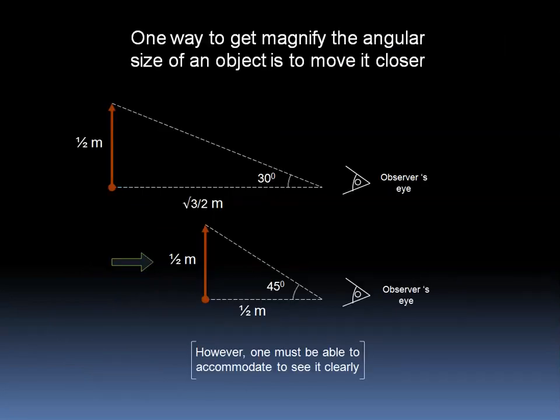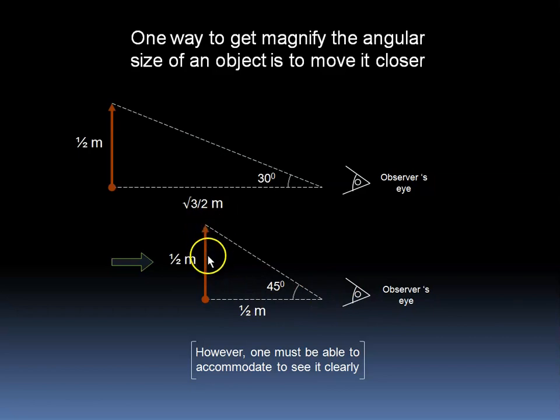One way to magnify the angular size of an object to see it better is to move it closer. In this example, we have a 1/2 meter height object at √3/2 meters away, so that it has a 30-degree visual angle. Here we have moved it closer. Now it is 1/2 meter away from the observer, so that the visual angle is now 45 degrees. This works up to a point.